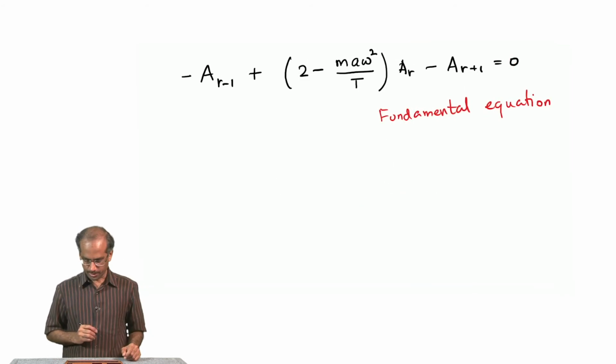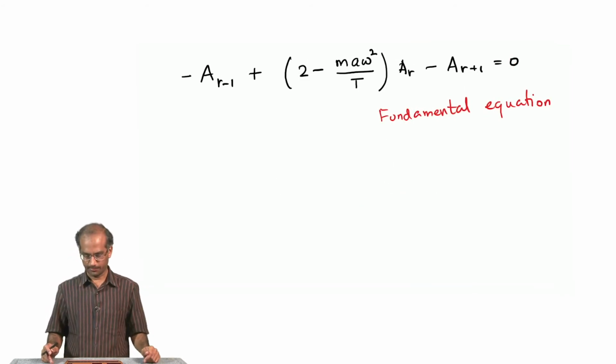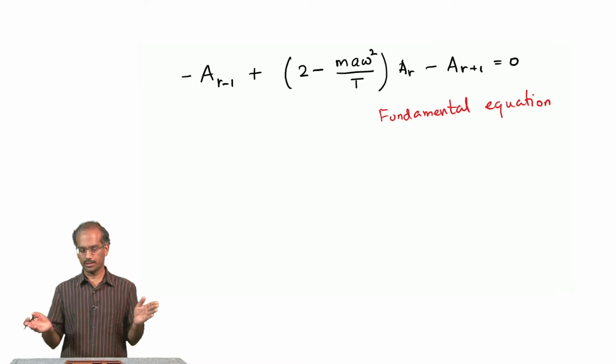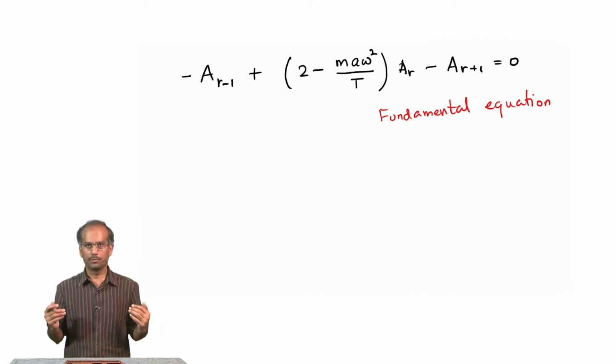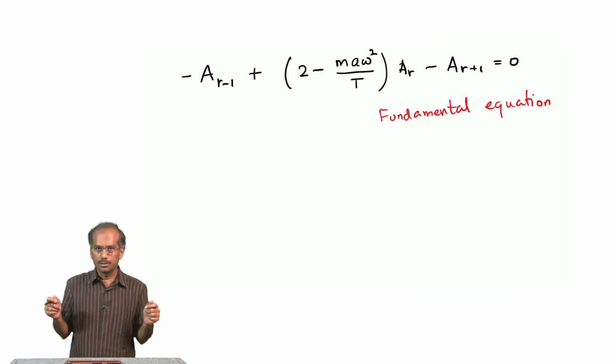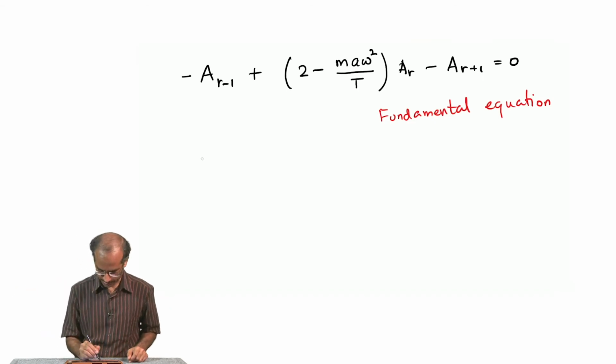equation. We had obtained this so called fundamental equation. It relates the amplitude at rth point to the amplitudes at r minus 1 and r plus 1 position. For doing this part of the problem, I am going to assume that the string is tied at two ends. So, it is going to look something like this.